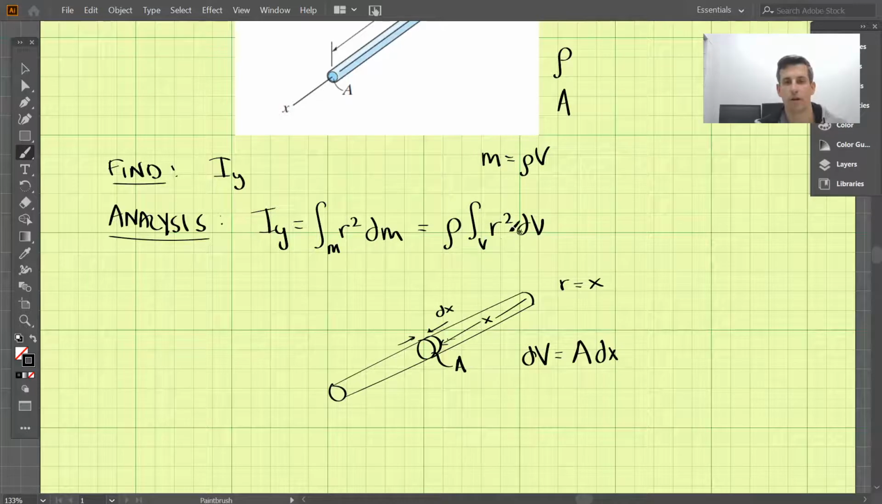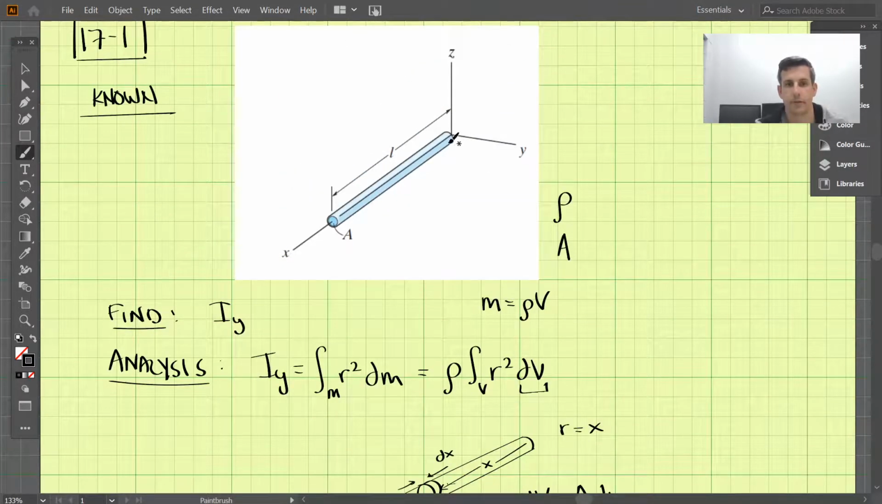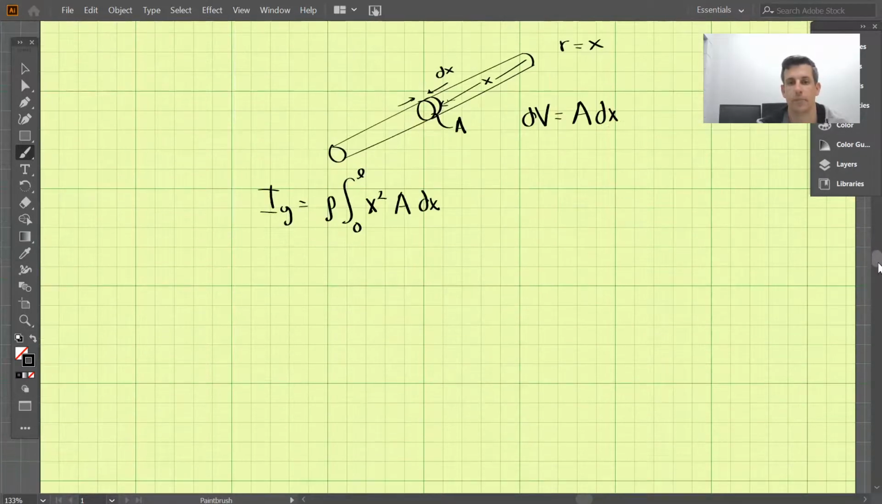So subbing this all into the equation up here, we have Iy is equal to rho times the integral of x squared A dx, that's our differential element here. And we are going to integrate x from 0 to L, from 0 to L here, to sum up the whole shape.